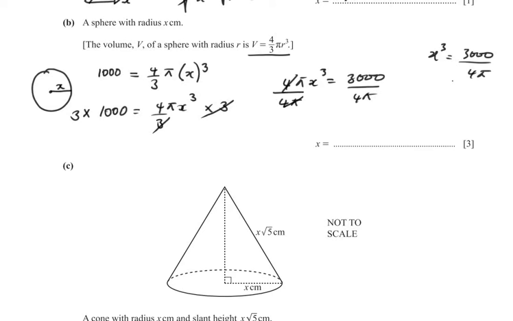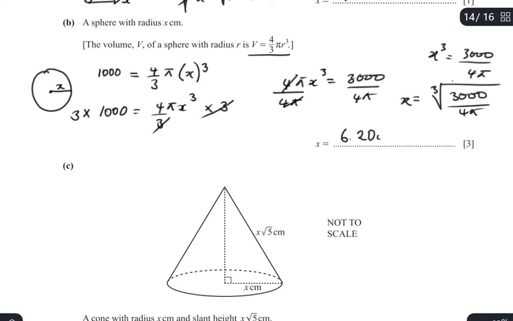So what you do now is to find the cube root of what you've got on the right hand side here. So x would then be the cube root of 3000 divided by 4 pi, which you do on your calculator. If you do your mathematics nicely, to 3 significant figures, you're going to find that x is equal to 6.20 centimeters. So it means a sphere with radius 6.20 centimeters is going to have a volume of 1000 to 3 significant figures.